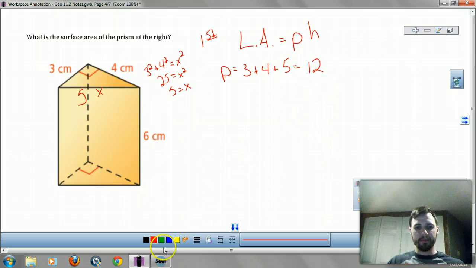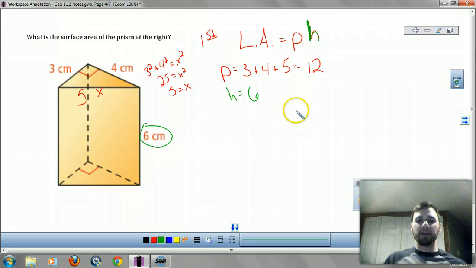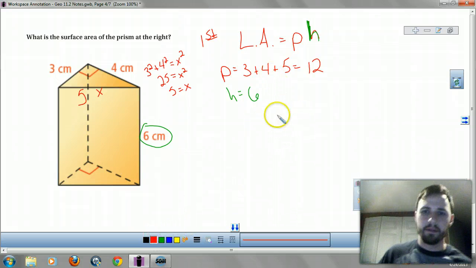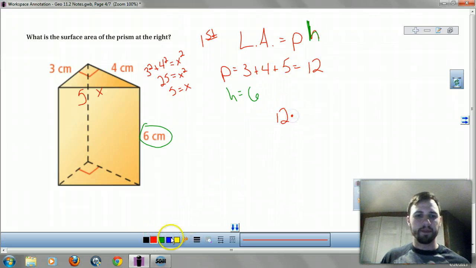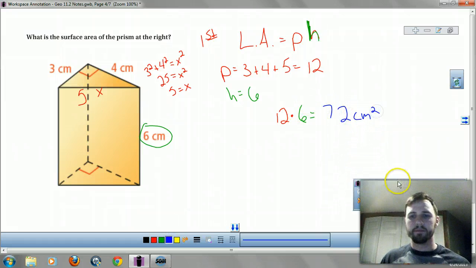We use green for height. My height is the distance between my two bases, which is 6. So my lateral area ends up being 12 times 6, which is 72 centimeters squared.